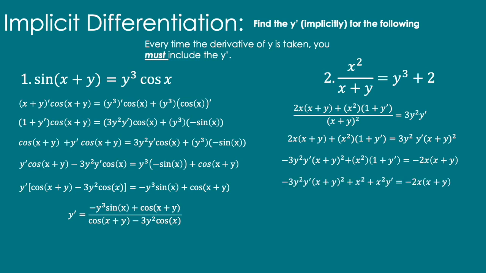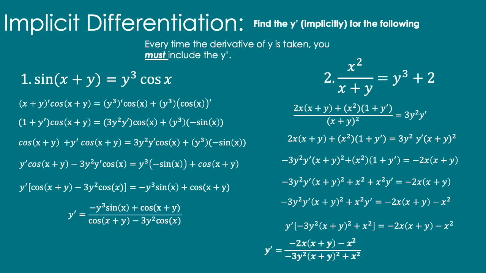Now we're going to distribute, and then we will factor out the y prime. So after distributing and moving everything further that's not a y prime, we factor out the y prime, and then we determine the derivative. That'll be dividing by everything that's not y prime. So now you simplify some more, and this is what you end up with.